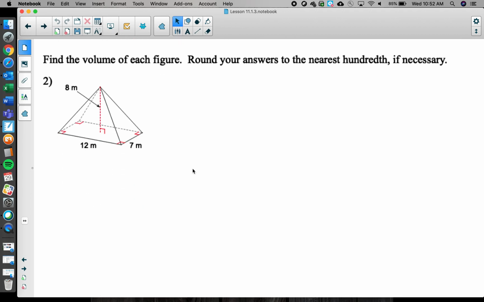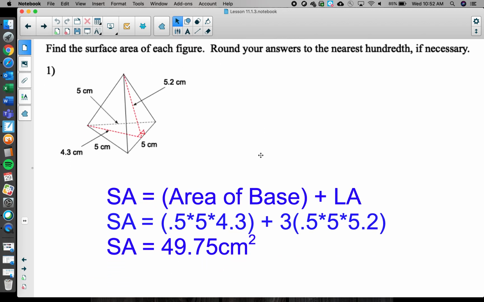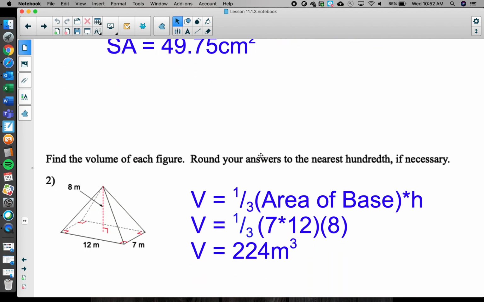This one, you're going to find the volume of this figure. Remember, area of the base times the height, and then it's 1/3 because of the fact that it's coming to a point because it's a pyramid and not a prism. Don't forget the 1/3. And there again, here's the work that goes along with it. You can kind of take a look and make sure that you're doing things correctly.